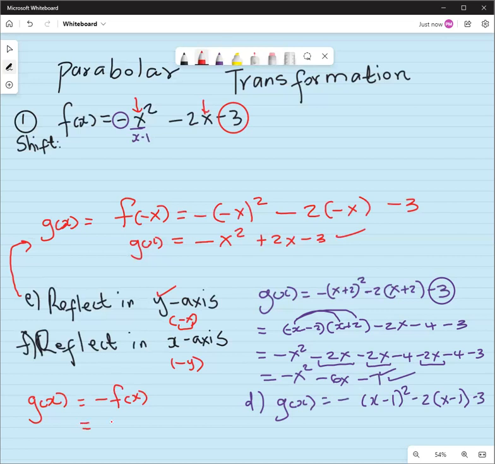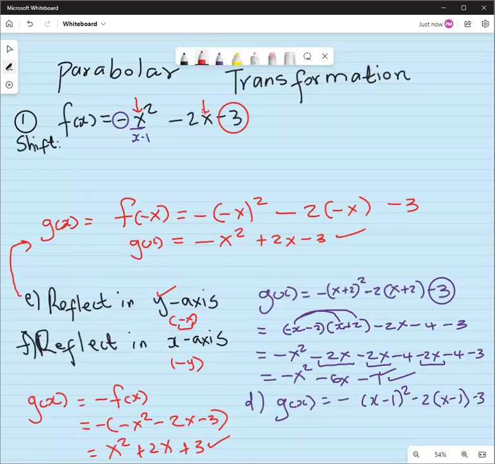But f of x is minus x squared minus 2x minus 3, so it becomes x squared, then this will be plus 2x, then that one will be plus 3. Then you have reflected it in the x-axis. In essence, reflecting in the x-axis, you are going to switch the sign of each term.